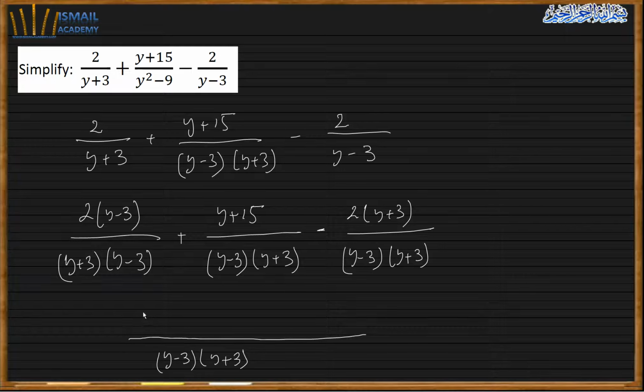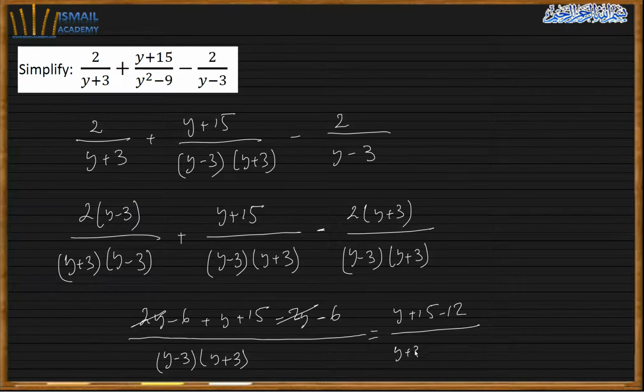So here I distribute, so I get 2y minus 6 plus y plus 15, and here I distribute minus 2, so it's going to be minus 2y minus 6. So now I have 2y minus 2y gone, minus 6 minus 6 is going to be minus 12, so it's going to be y plus 15 minus 12 over y minus 3 times y plus 3. Now this is 3, so there we go. Now I need to simplify again. There we go. Look, this is what I'm talking about.